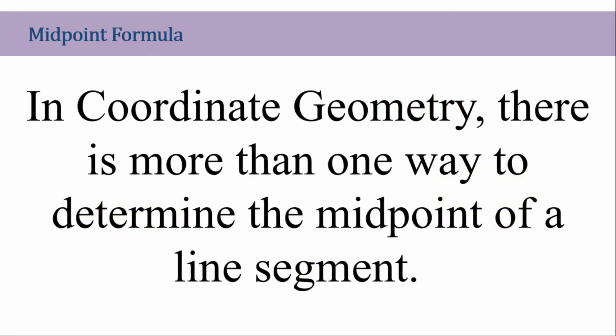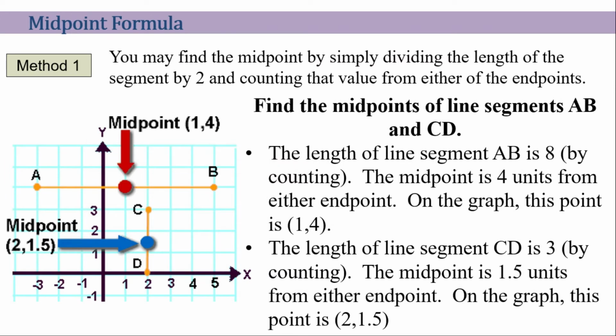In coordinate geometry, there is more than one way to determine the midpoint of a line segment. The first method is by counting the midpoint by itself. You may find the midpoint by simply dividing the length of the segment by 2 and counting the value from either of the endpoints.